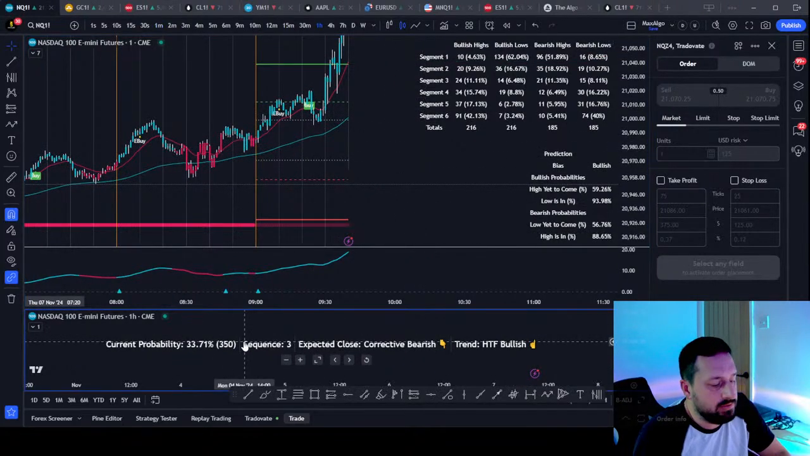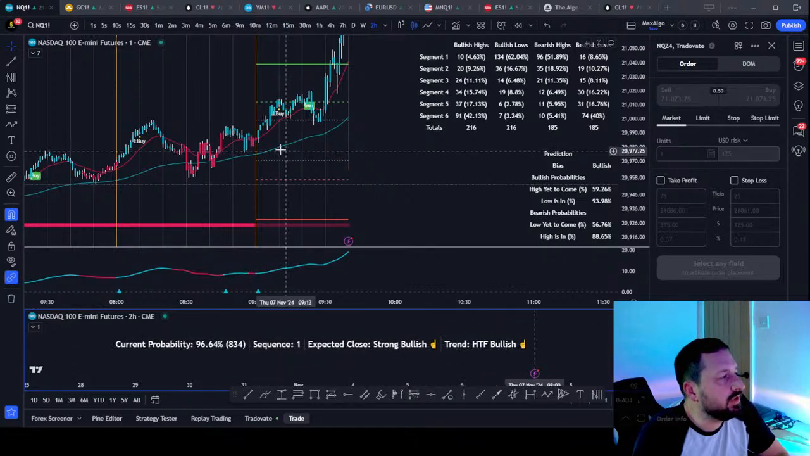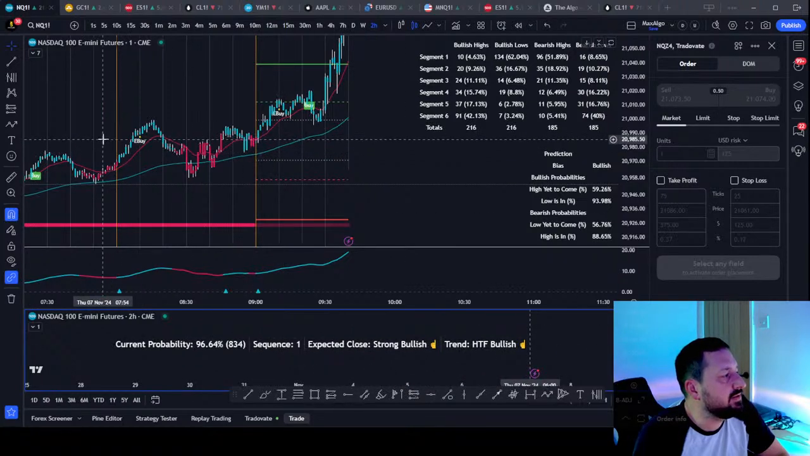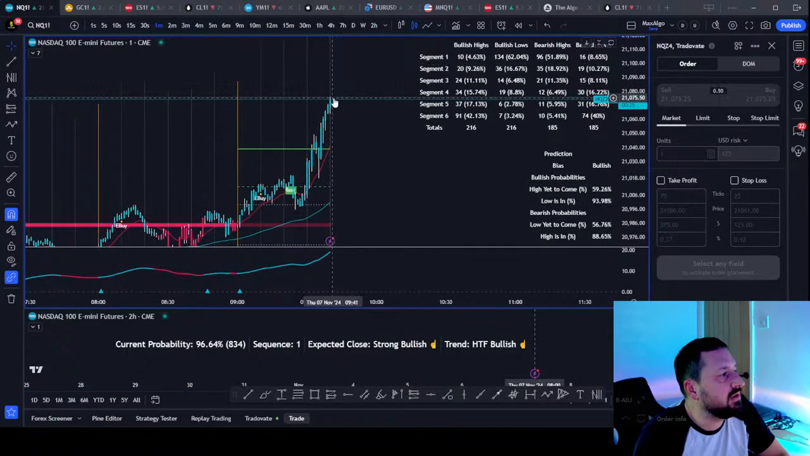So our 2 hour is in a sequence 1. And obviously our 2 hour started here. So when we took this high at the beginning of this hour, that would have given us a good probability of this being our low and expecting that high at the end.